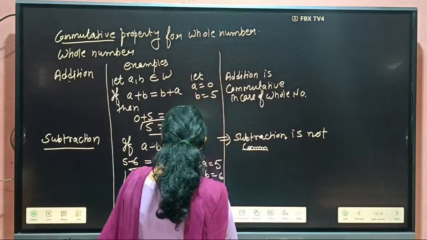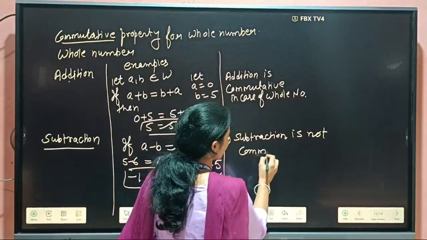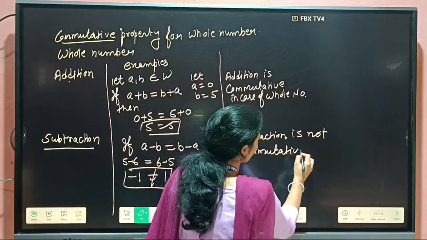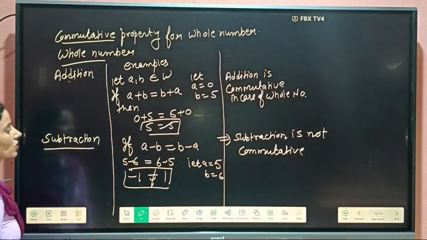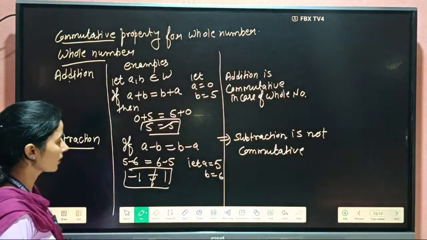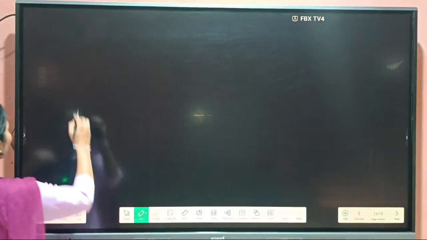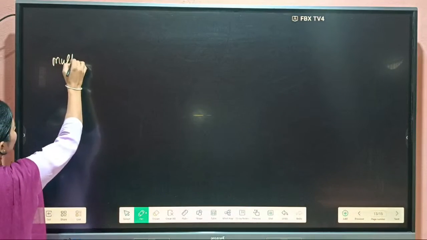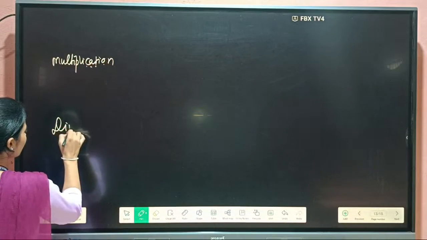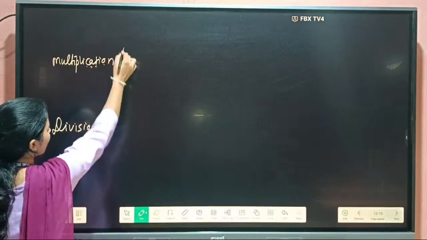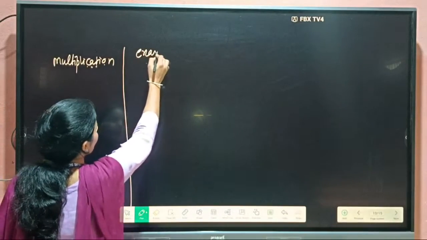Subtraction is not commutative in case of whole numbers. Let us discuss under operation multiplication and division. At last, for division, examples we need to write there.